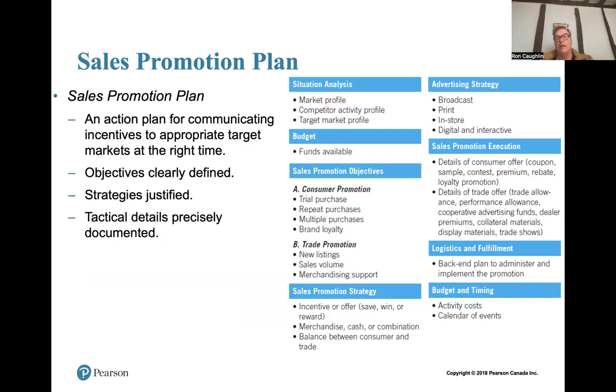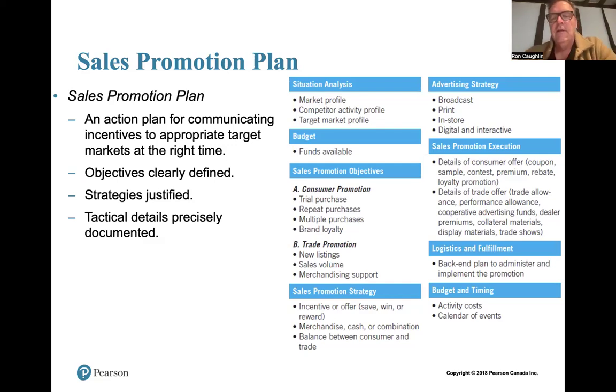Sometimes you'll have a SWOT analysis in the situational analysis. Your budget, then you're going to get into sales promotion objectives, everything from consumer promotion to trade promotion. Consumer promotion strategies cover the incentives you're going to offer, merchandise or cash combined, or a balance between a consumer and a trade promotion. As well, you're going to look at how to advertise your promotions in traditional and non-traditional ways.